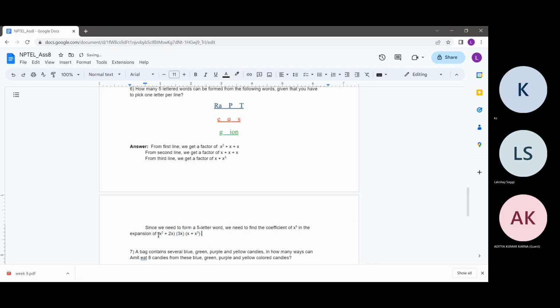So in the expansion of this, we just need to find the coefficient of x to the power 5. You can calculate this, and it evaluates to 6. So 6 is the correct answer. Note that this can be easily calculated. You need to find the coefficient of x to the power 5 in this. So this x can come out, and we just need to find the coefficient of x to the power 4 in (x squared plus 2x) times 3 times (x plus x cubed), and it's easy to do. You can evaluate it, and this will come out to 6.